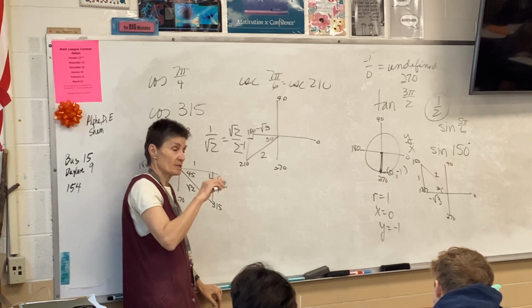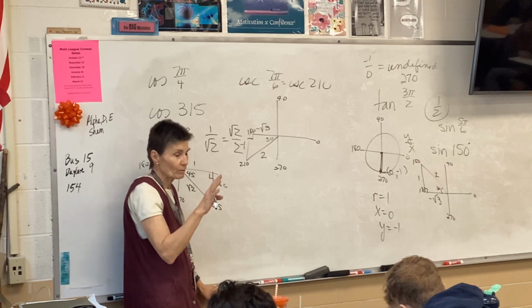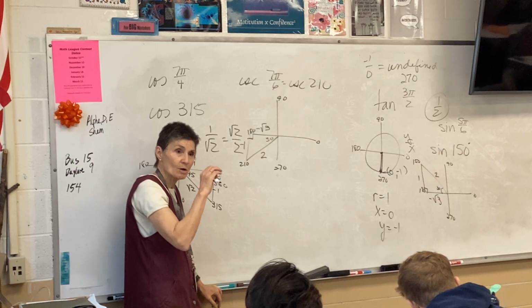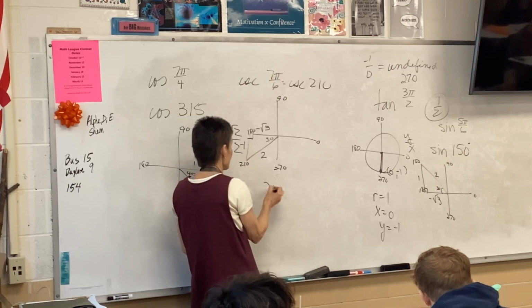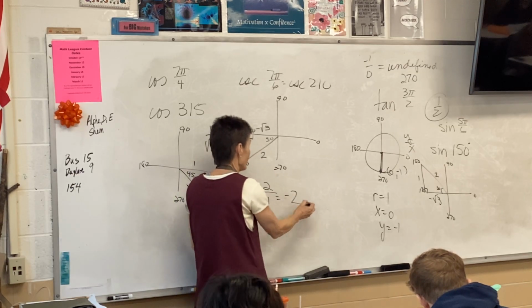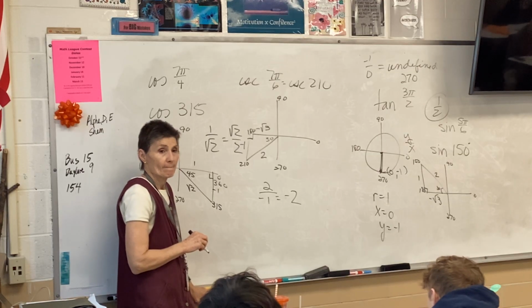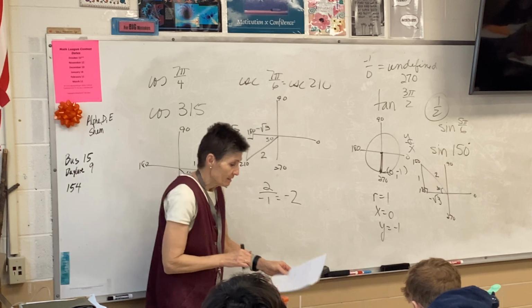Cosecant. This is going to be on your cheat sheet. Cosecant, I should call it a reference sheet. Cosecant is hypotenuse over opposite. So hypotenuse over opposite is 2 over -1, or -2. Number 6.